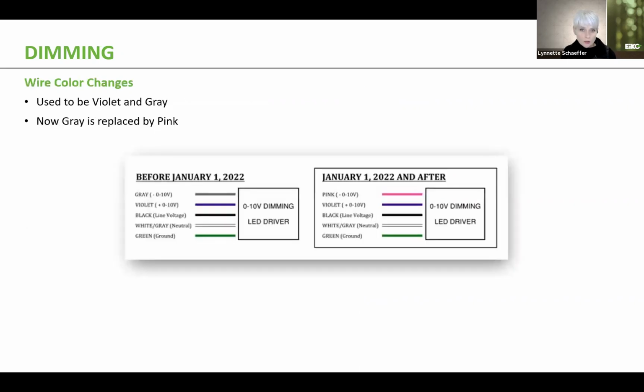Now, just a quick little reminder, prior to January 2022, it used to be that these low voltage control wires were violet and gray, or some people would say purple and gray.